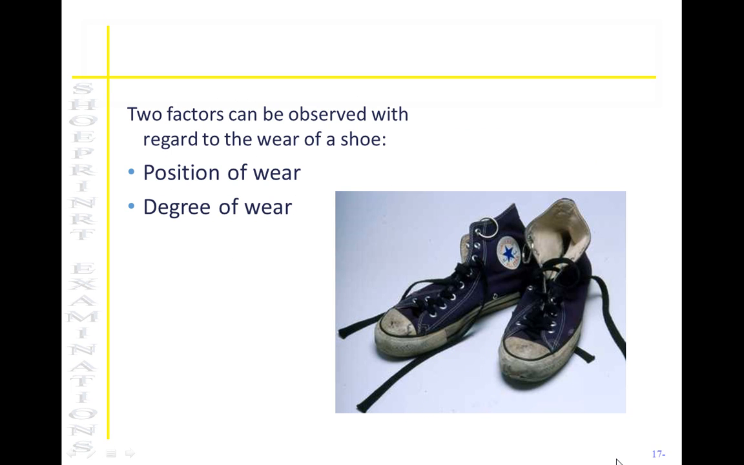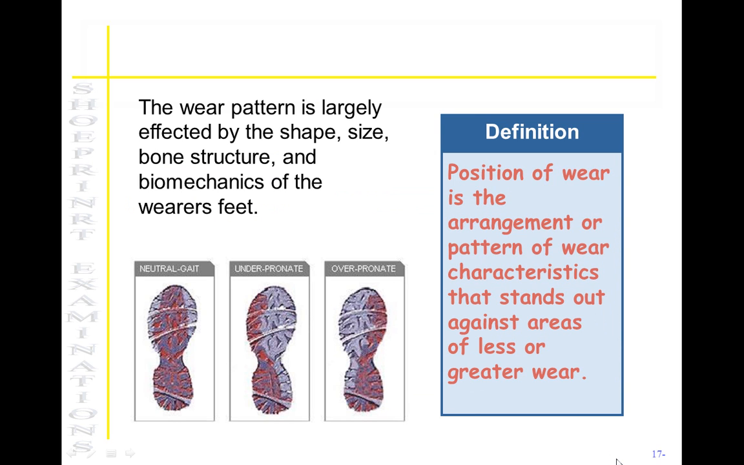There's going to be two different factors that can be observed with regard to the wear on a shoe: the actual position of the wear and the degree of the wear. So if we talk about the position of the wear, this is the arrangement or the pattern of the wear characteristics that stands out against areas of less or greater wear. So it's going to be very similar to, does the person have a neutral gait? Do they underpronate or do they overpronate?